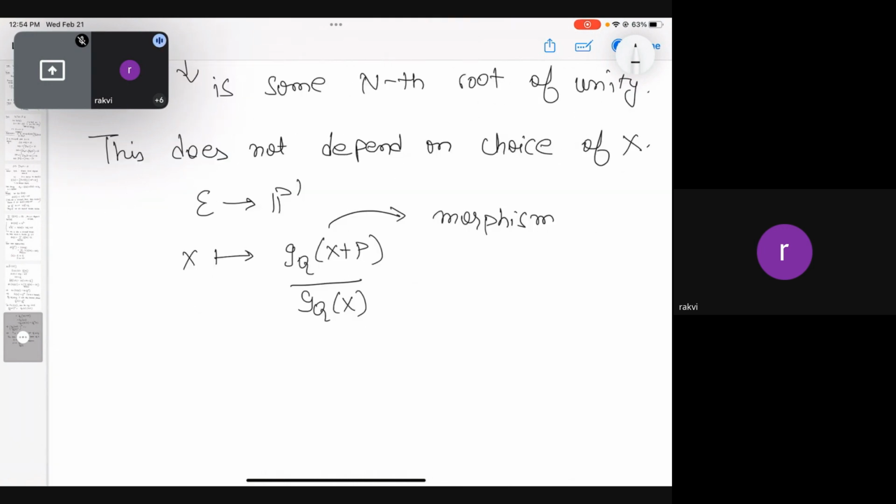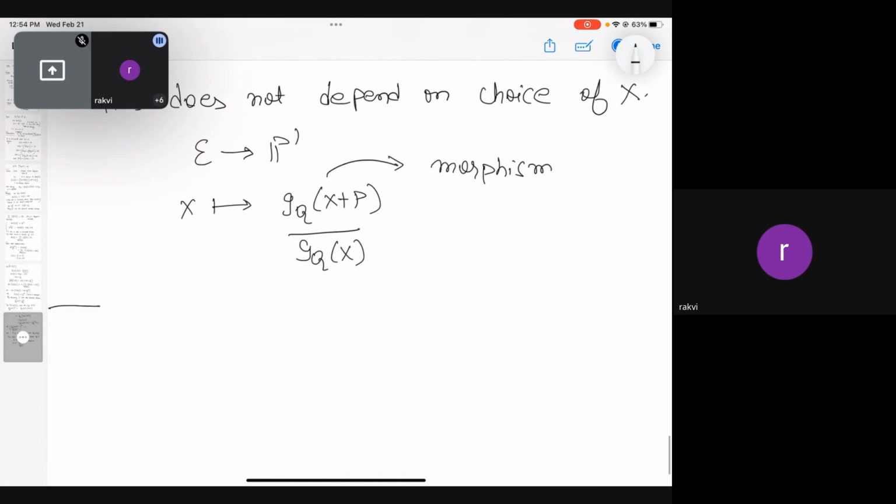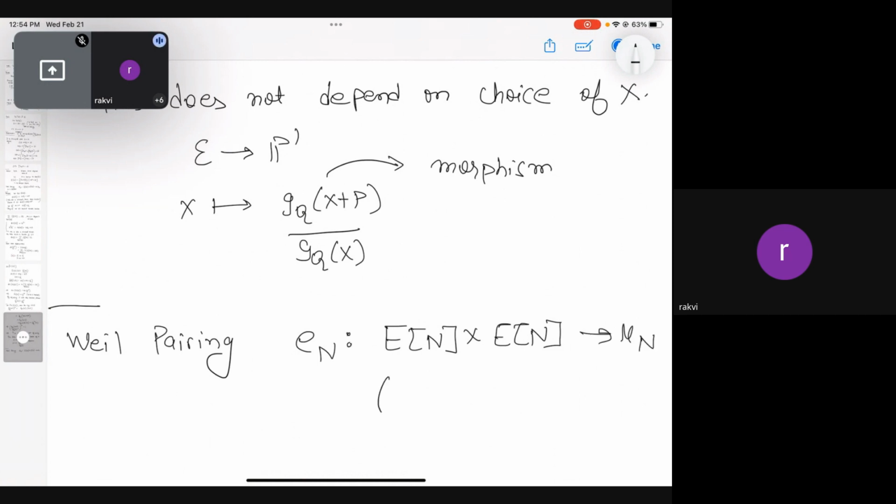It will prove to be very useful later on. Otherwise, this construction wouldn't really make sense. So I'm all done. So this is my Weil pairing. So you take a pair in En, so if I start with P comma Q, here is what I send it to. I'll send it to gQ of x plus P over gQ of x, where x is any choice. You can choose any x of your choice, and this will work.